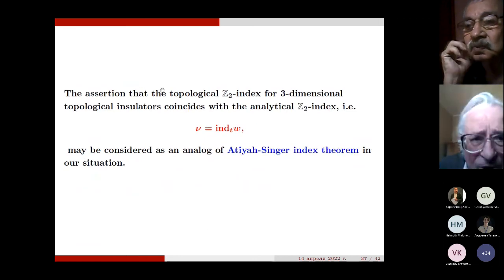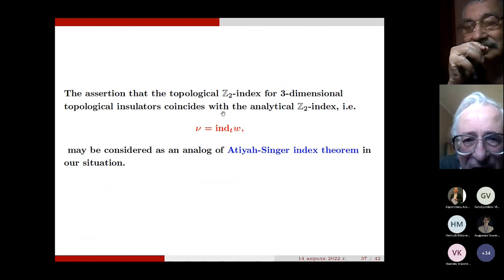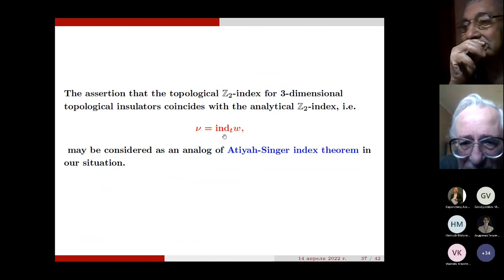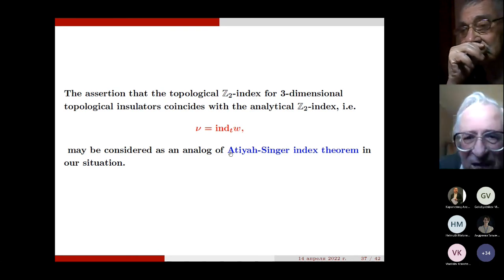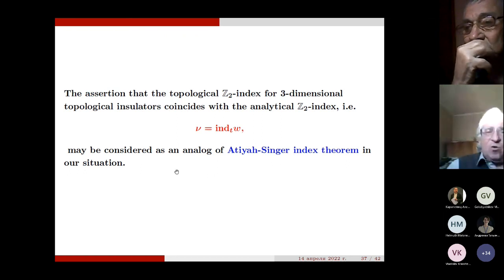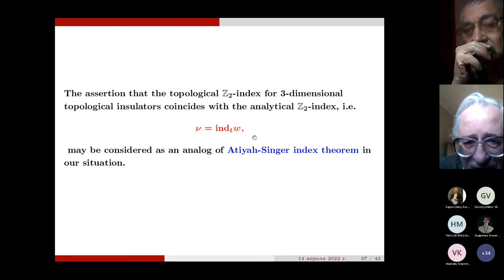And the assertion that this topological Z2 index for three-dimensional topological insulators coincides with the analytical Z2 index, that is, that mu is equal to the index of W, may be considered as an analog of the Atiyah-Singer index theorem in our situation. So due to this Atiyah-Singer index theorem, these two definitions coincide.